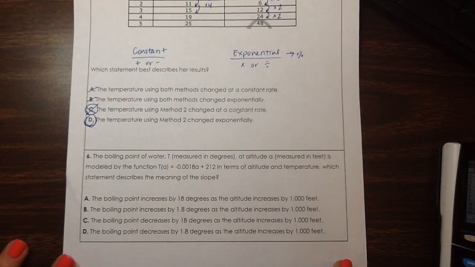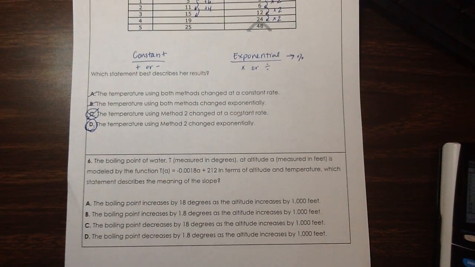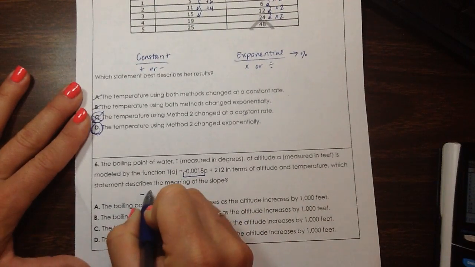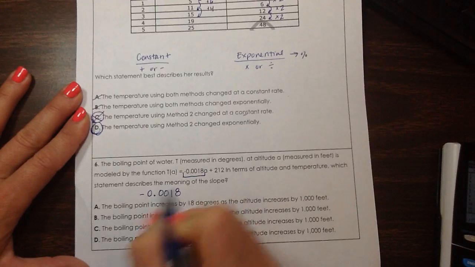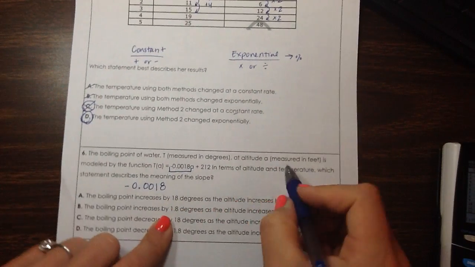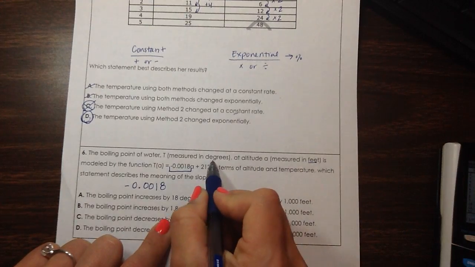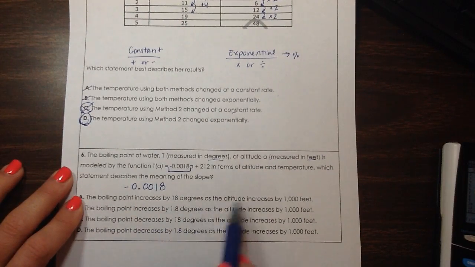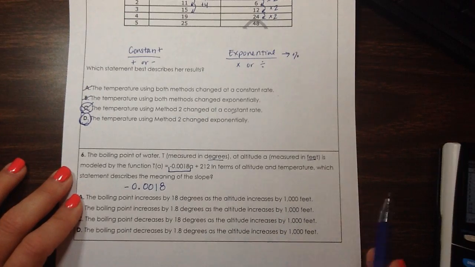And last but not least, the boiling point of water, measured in degrees, represented by the letter T, at an altitude, which is measured in feet, is modeled by this function, T of A. In terms of the altitude and temperature, which statement best describes the meaning of the slope? So it looks like here, my slope is negative 0.0018. Okay? And that is measured in feet and degrees. So the boiling point increases by 18 degrees as the altitude increases by 1,000 feet.